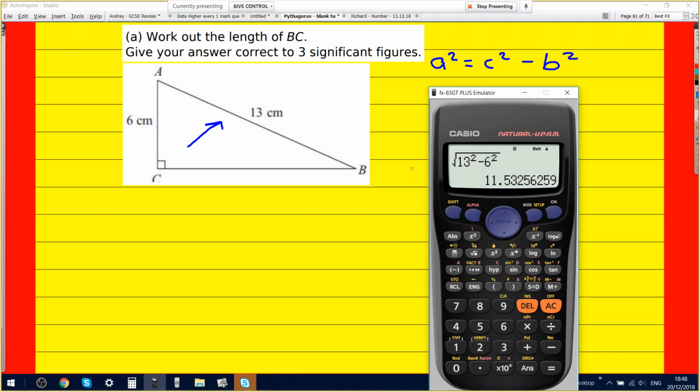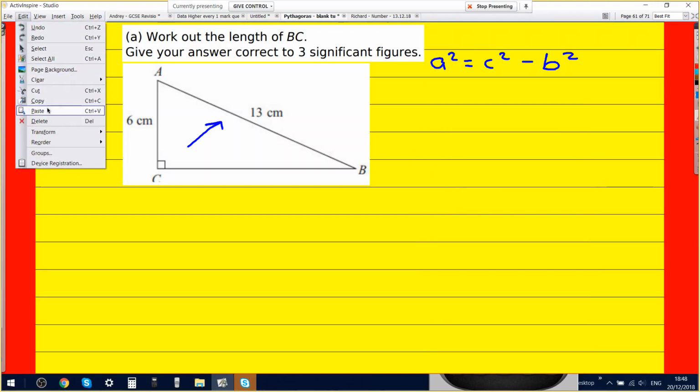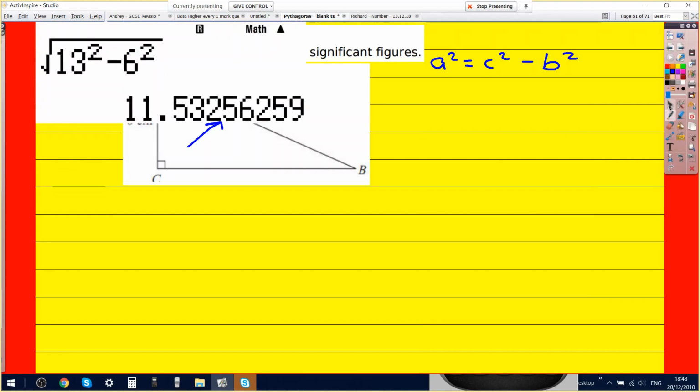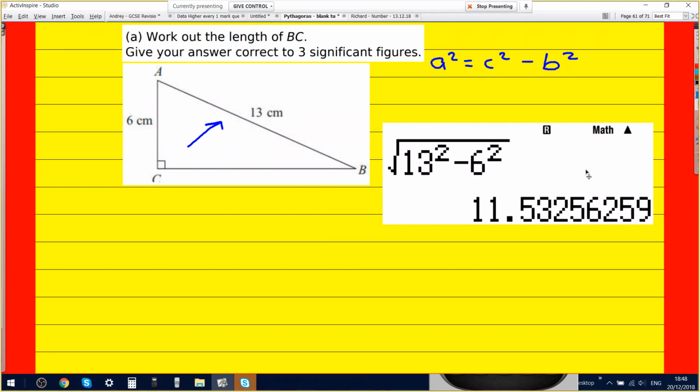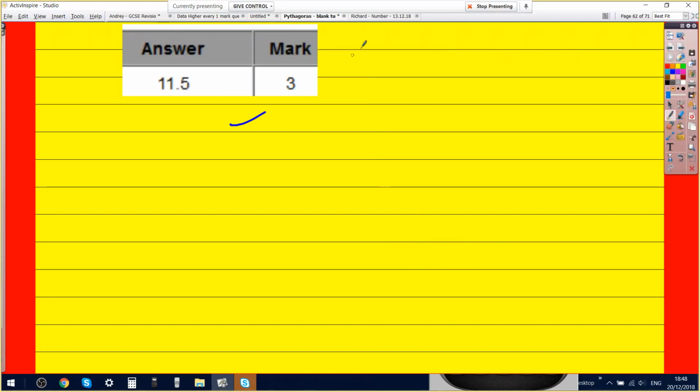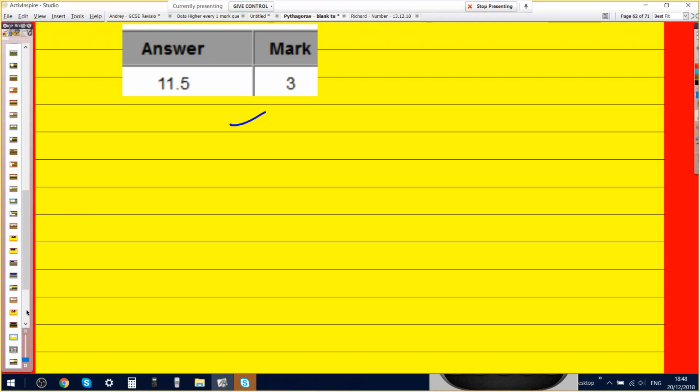3 sig fig. Say that again, sorry. To 3 sig fig. 11.5. Yeah. 11.5. There we go. Let me just go back to where we were.